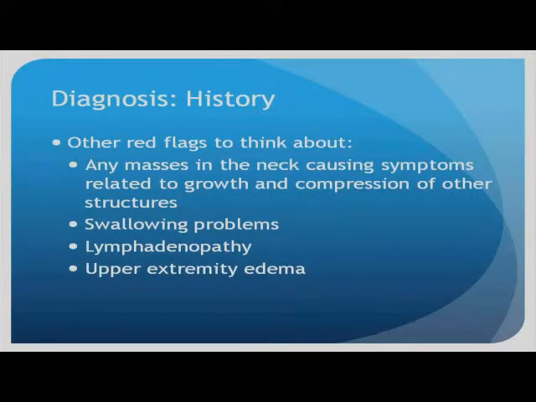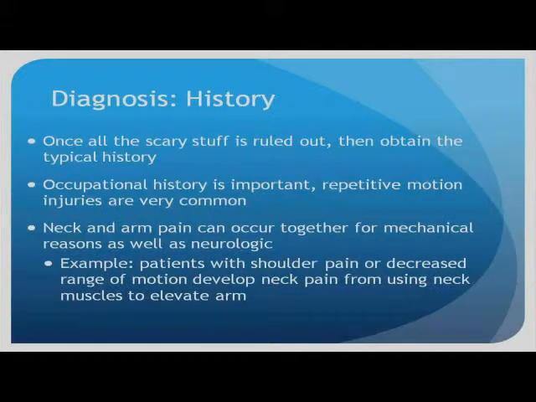Other red flags that you want to think about before you start instituting a musculoskeletal treatment regimen are, are there any masses that might be causing symptoms and compressing on other structures? Is the patient having any swallowing problems? Are they having lymphadenopathy in the neck or edema in the upper extremity? Sometimes you can see that kind of a problem with a mass in the upper lung or in the neck. And so you want to be real clear on what it is that you're actually treating. Once you've got all the scary stuff taken care of, then you're going to go through the same history that you would any other time with all your PQRST.